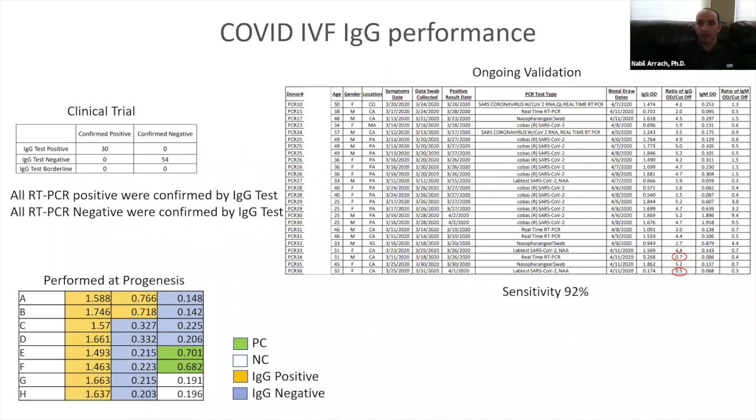So this is an example where you look at validation that was done with the IgG test that we currently offer. There have been several stages of validation. The first one is a clinical trial, conducted by the manufacturer, where they tested 30 patients that were positive with RT-PCR, retested with IgG, and 54 patients that were negative with PCR or believed to be normal, and then they were tested with IgG. All these 30 positives were confirmed to be positive. The negatives were confirmed to be negative.